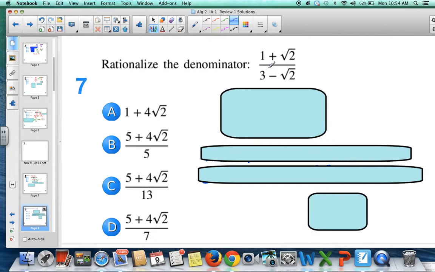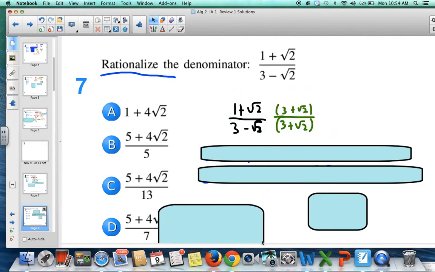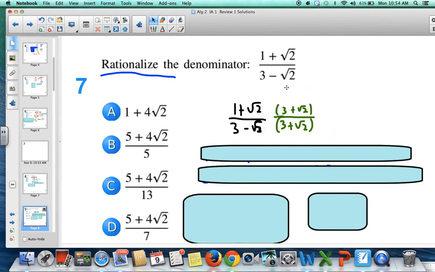This one we have a denominator with a square root in it, which is not what we want, because to rationalize the denominator means there's no square roots in the denominator. And when we have a binomial down here, we have to multiply the top and the bottom by the conjugate of that. And the conjugate of that is going to be 3 plus the square root of 2. It's basically the same thing with the middle sign change. First sign stays the same.